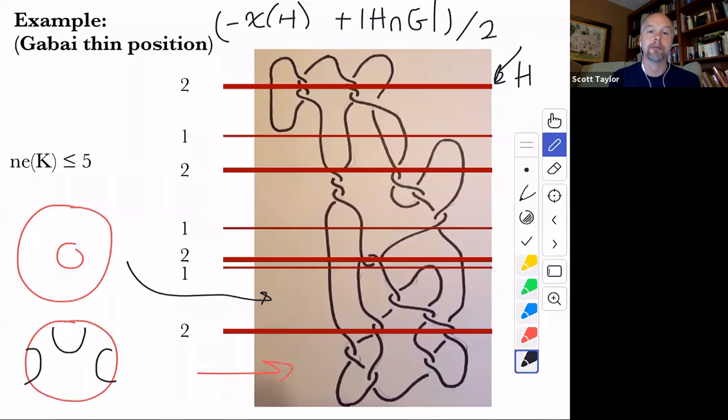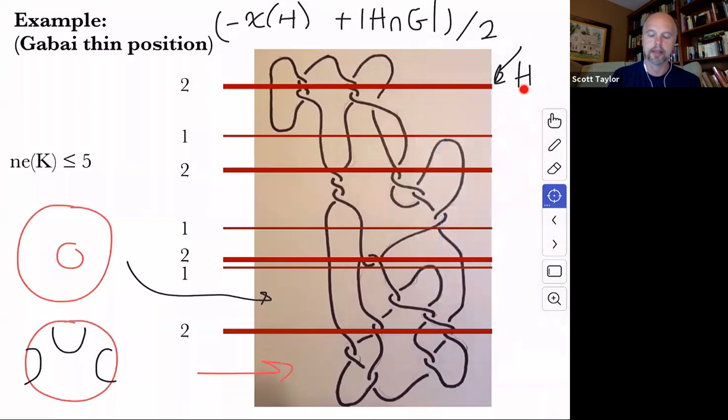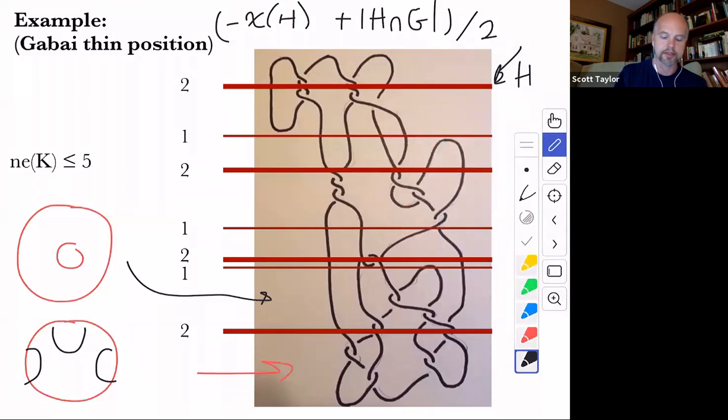So in this particular example, the thick and thin spheres are all spheres. So the negative Euler characteristic of this H is -2. There are 6 punctures, so -2 plus 6 is 4, divided by 2 is 2. So we do this computation for all the thick and thin surfaces, and then I have an alternating sum where I add across the thick surfaces and subtract across the thin surfaces. And when you do that, you get 5.